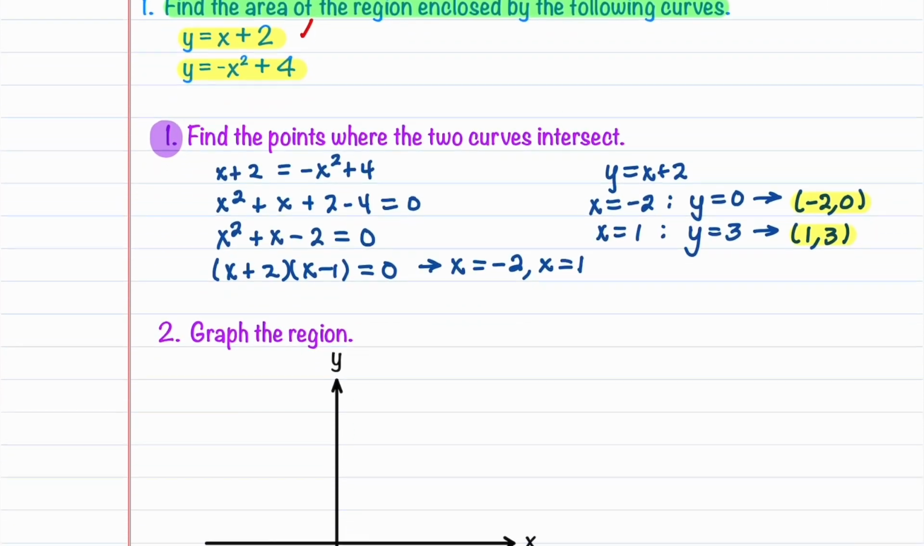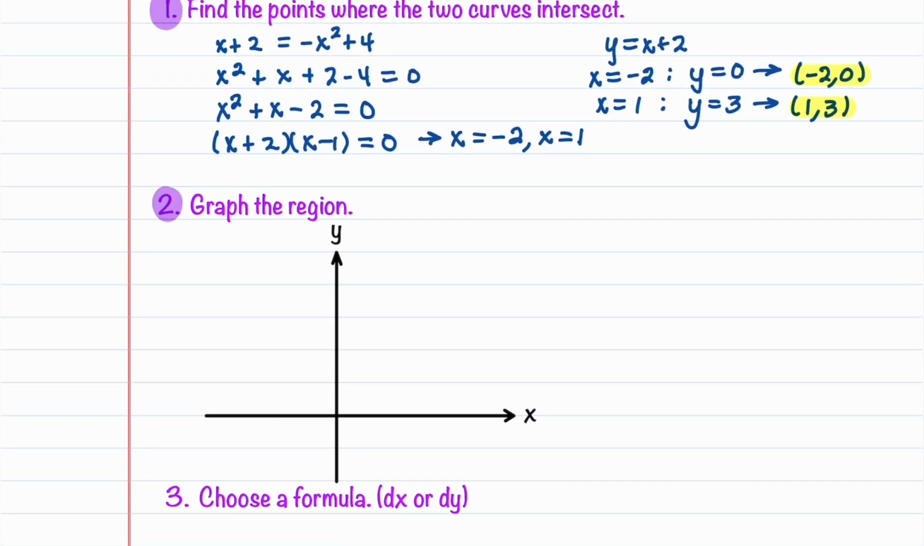Our second step is to graph the region. We're going to begin by plotting the two intersection points that we just found. The first point is at -2, 0, so we'll put that right there. And then the next point is 1, 3, and we'll put that point right here. I like to wait to label these two points until I go ahead and get the graphs drawn. That's what we're going to do now.